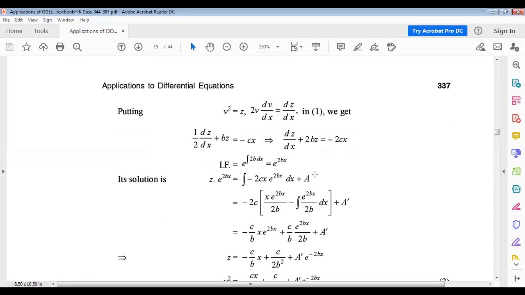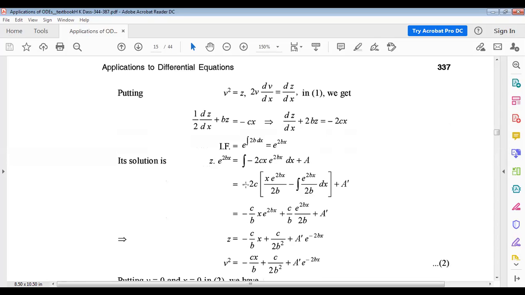Here A is the integral constant. Now e to the power 2bx, we apply the by-parts process: x is the u and e to the power 2bx is the v. The by-parts process gives u times integration of v, minus the integral of the differentiation of u times the integration of v. Okay, again the whole integration.